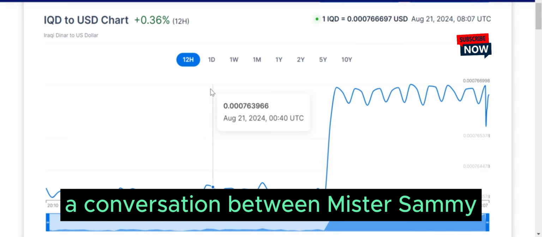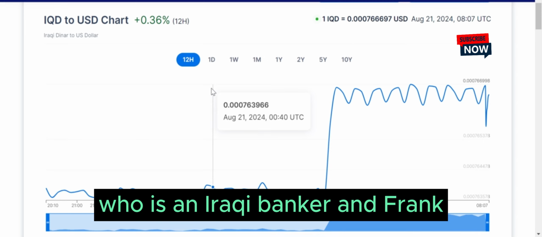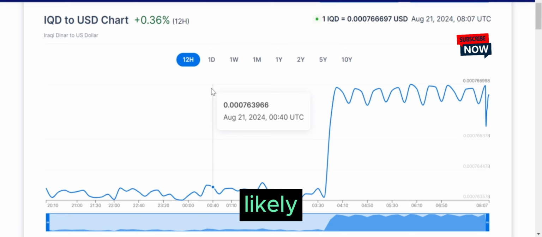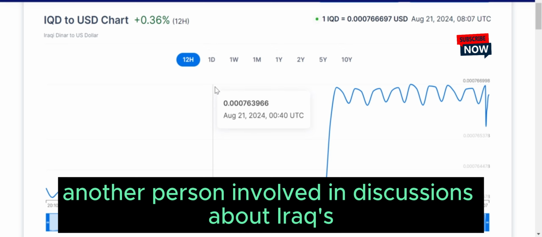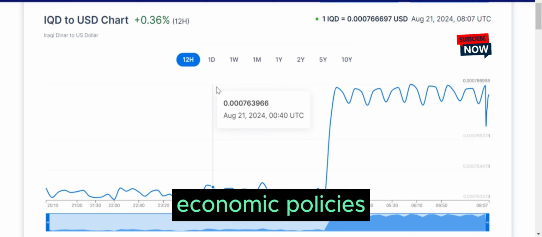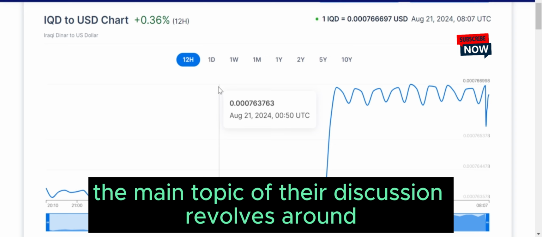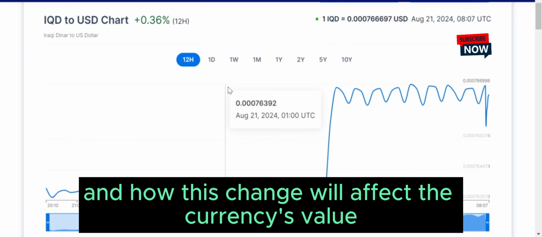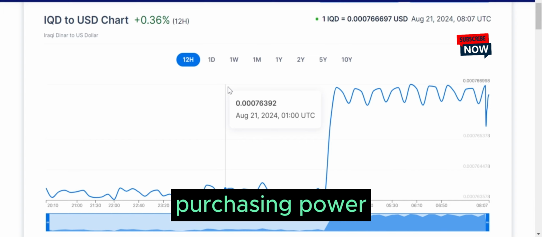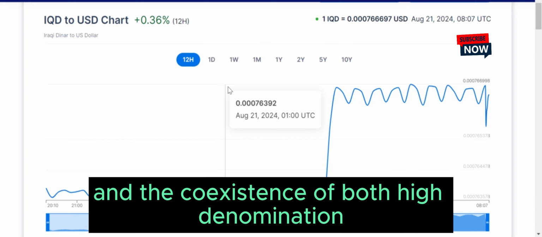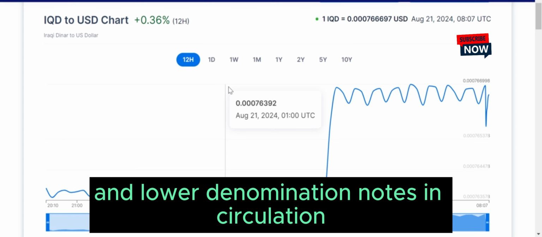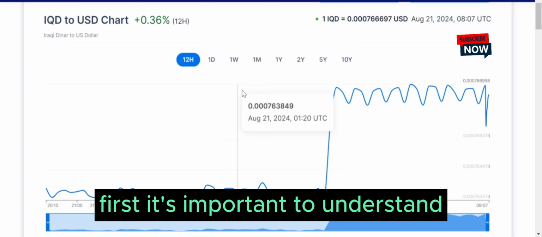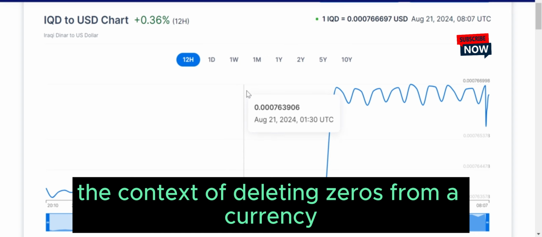A conversation between Mr. Sami, who is an Iraqi banker, and Frank, likely another person involved in discussions about Iraq's economic policies. The main topic of their discussion revolves around the idea of deleting zeros from the Iraqi currency and how this change will affect the currency's value, purchasing power, and the coexistence of both high denomination and lower denomination notes in circulation. First, it's important to understand the context of deleting zeros from a currency.